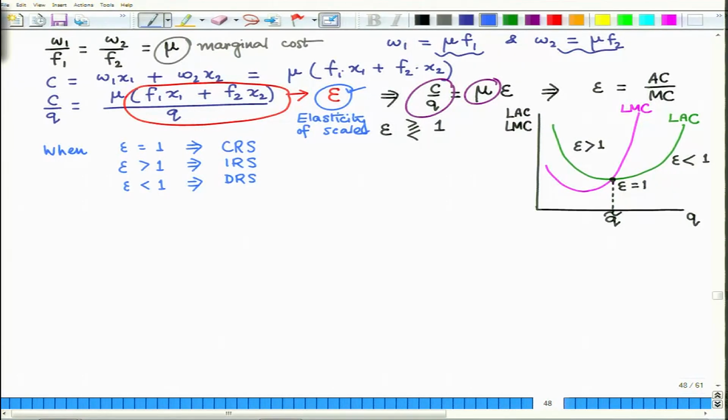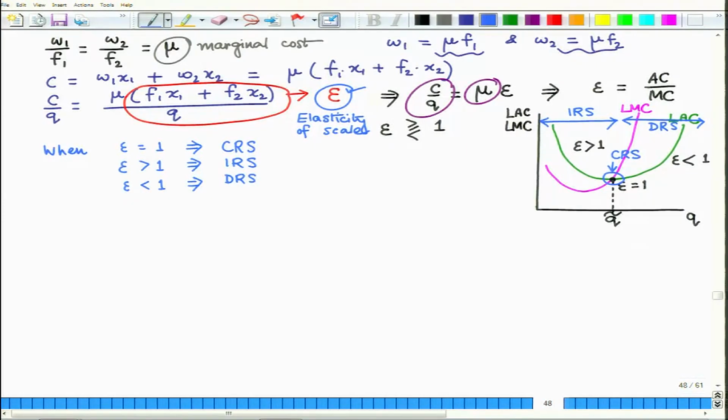So, then we can demarcate this area. Basically the range of output which is less than q tilde gives the increasing returns to scale production function, and for all output levels greater than the output level q tilde, we have the so called case of decreasing returns to scale. Only at this intersection point where epsilon takes value 1, we have the case of constant returns to scale.